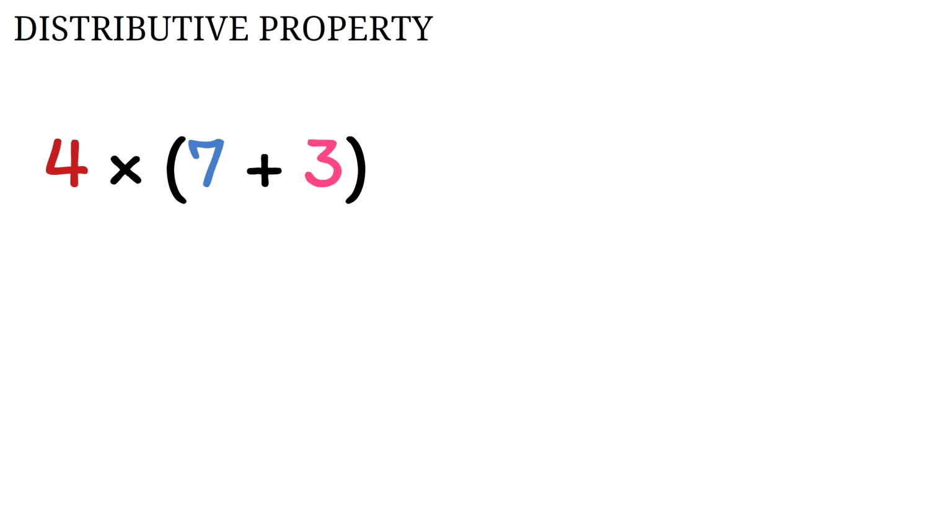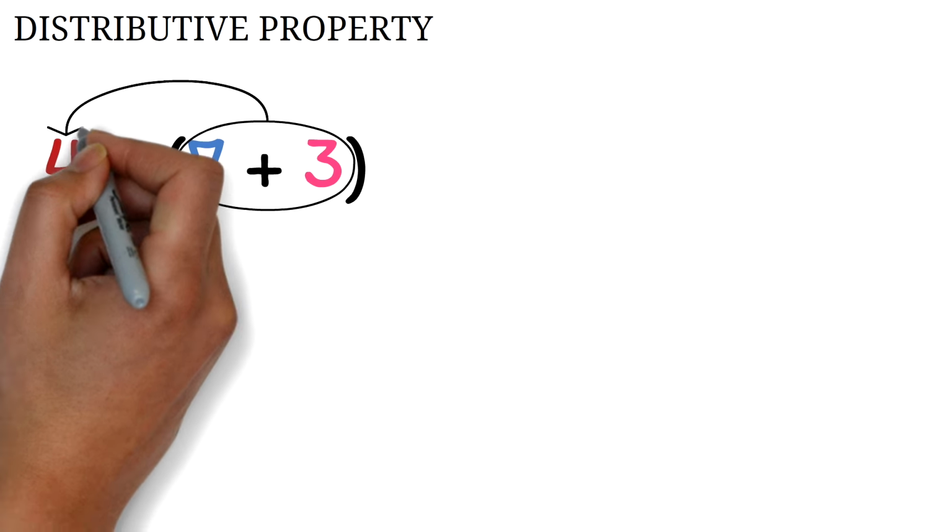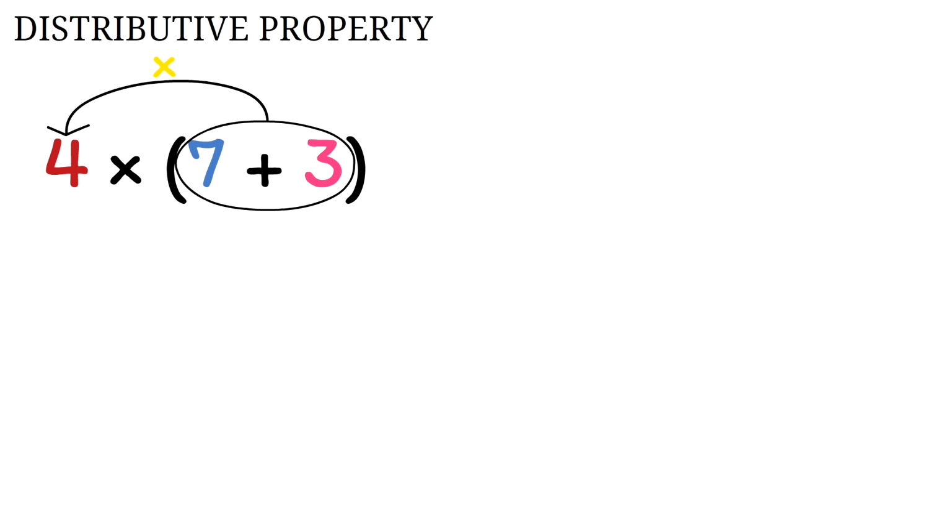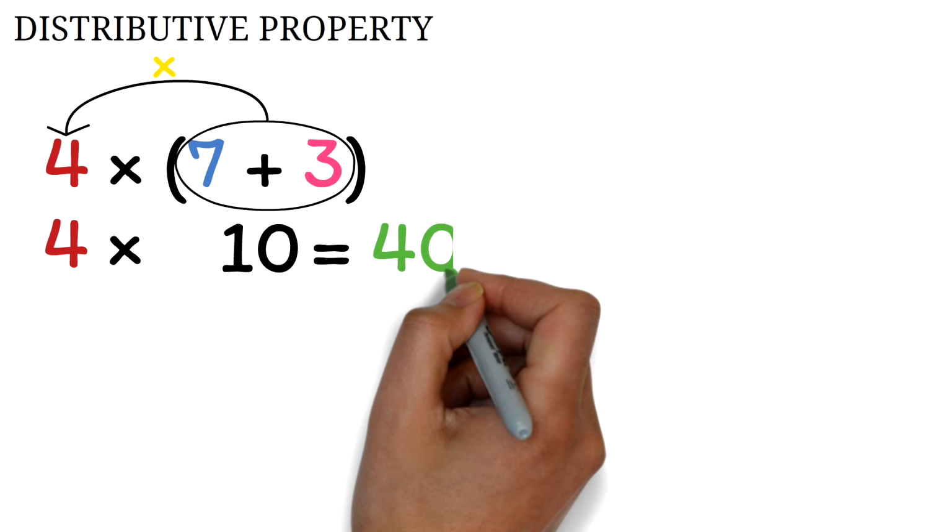Next, let's talk about the distributive property. To learn about the distributive property, we'll look at some examples. So, let's say we have 4 times 7 plus 3. There are two ways we can solve this. The first way is to add the 7 and 3 together before multiplying the result by the 4. So 7 plus 3 is 10, and 10 times 4 is 40.